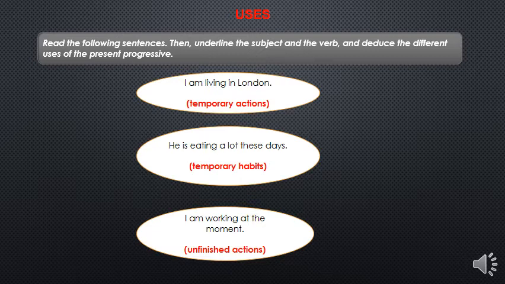present progressive. When we say present progressive, we mean actions that are happening right now or at the moment of speaking, or actions that are happening at present but not necessarily at the moment of speaking. Like, for example, I am living in London, so this is a temporary action, or I am working at the moment. This is an unfinished action, so I'm doing it now, right now, at the moment of speaking.